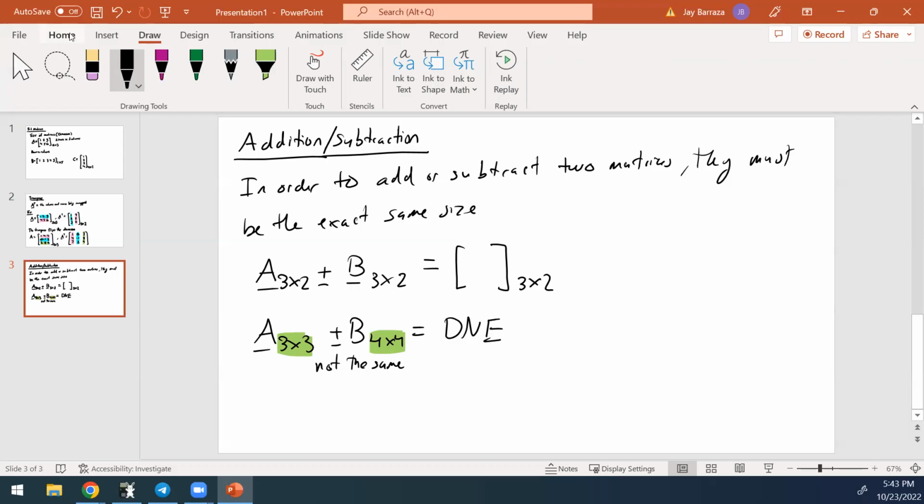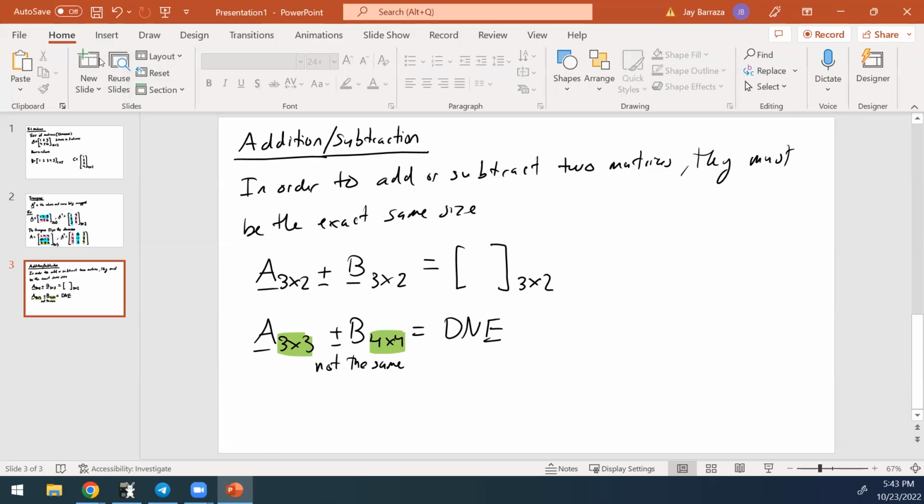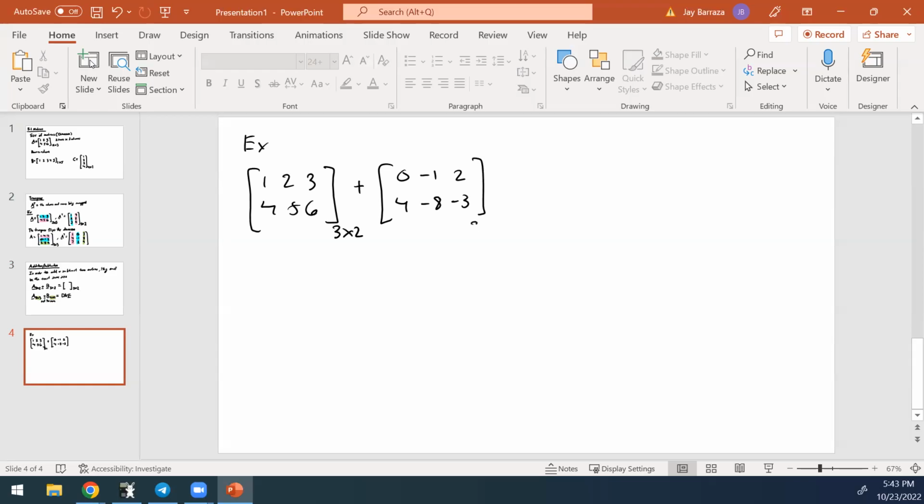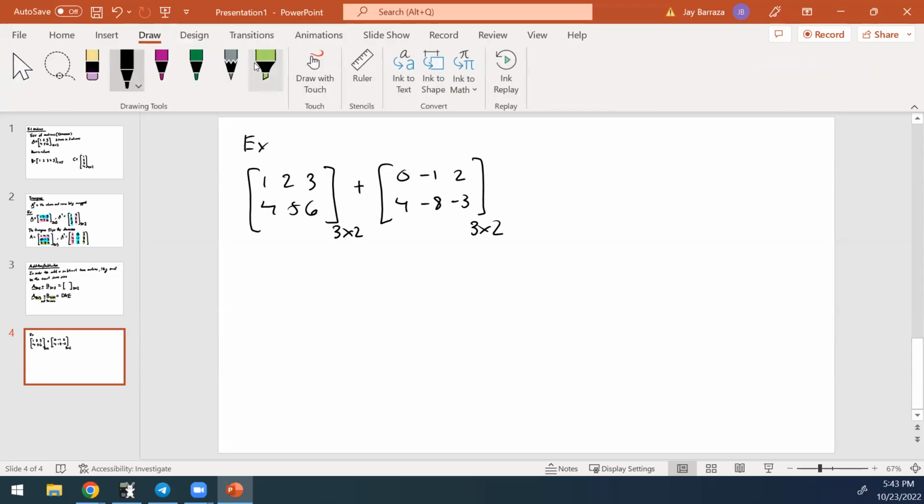So then the question is, okay, I understand the rule of addition. So how do I add two matrices? Well, let's just do an example. 1, 2, 3, 4, 5, 6 plus 0, -1, 2, 4, -8, -3. Okay. So first thing I do is I check the sizes. Okay. And I say good, good. So check, check. So everything is good to go.